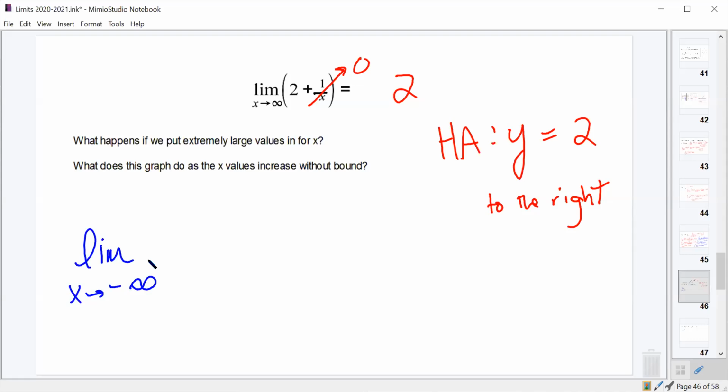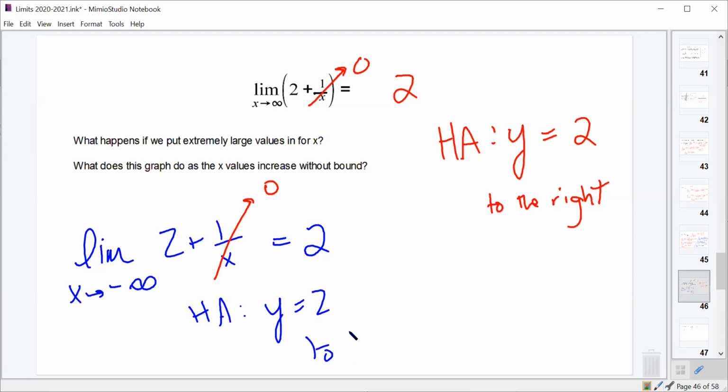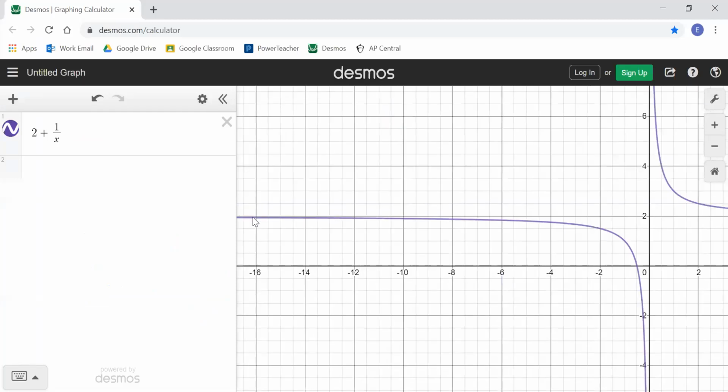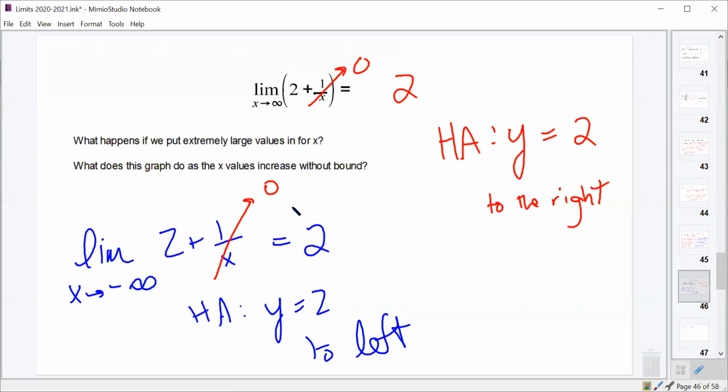So as x goes towards negative infinity, what happens to the 1 over x? That 1 over x should still be going towards 0, shouldn't it? And we should end up with a horizontal asymptote of y equals 2 to the left. And if we look at our graph again, you should be able to see that that's the case, right? As we go towards the left, towards negative infinity, our function's approaching y equals 2 as well. Everybody see that? Any questions on that? Any problems with that? Okay.